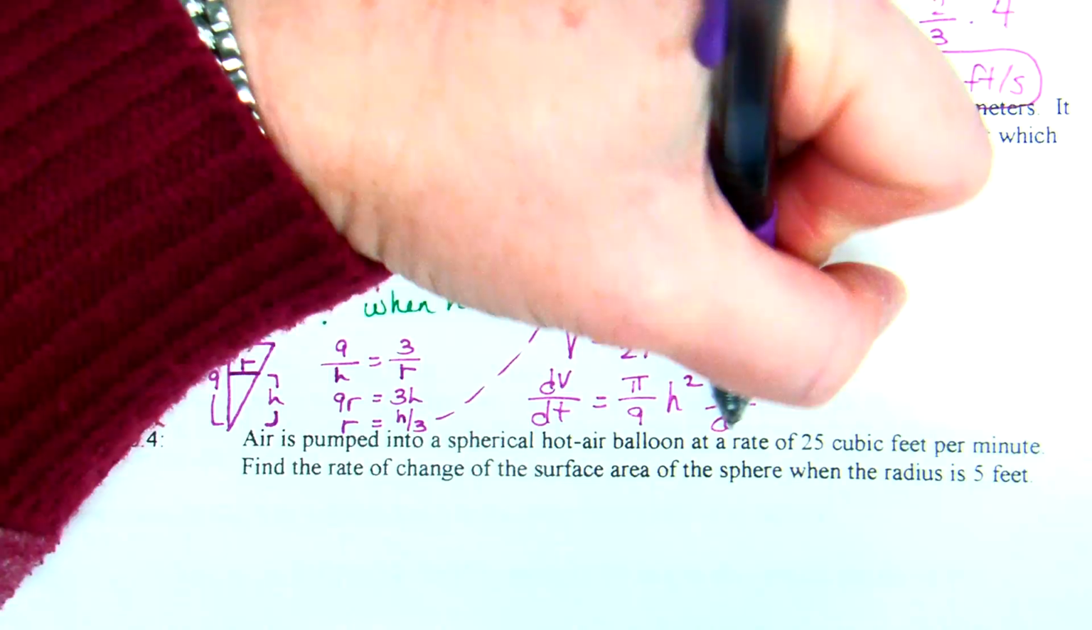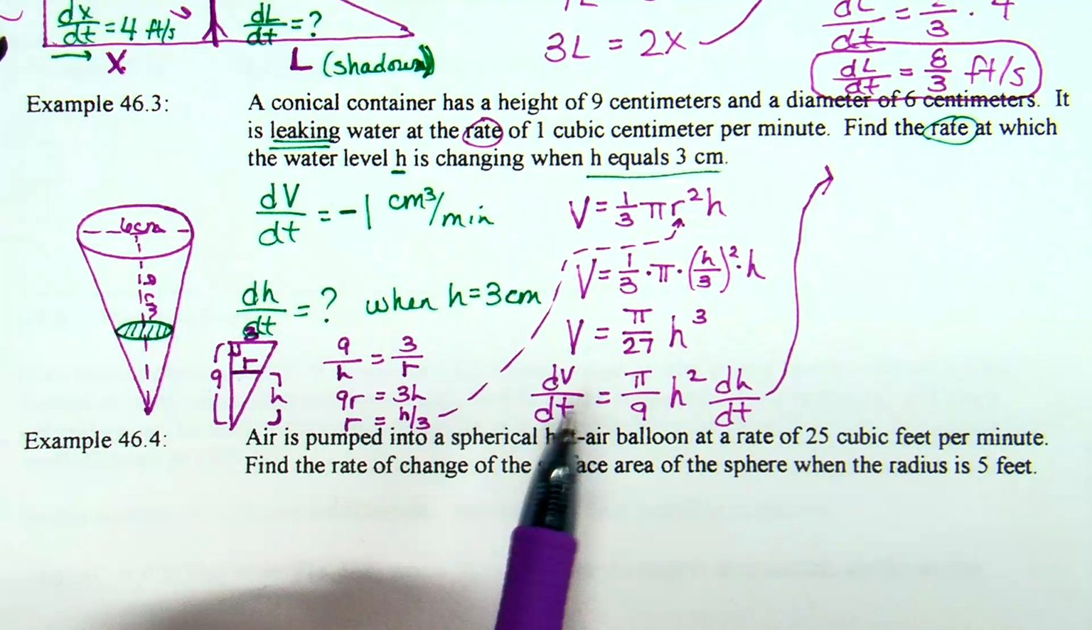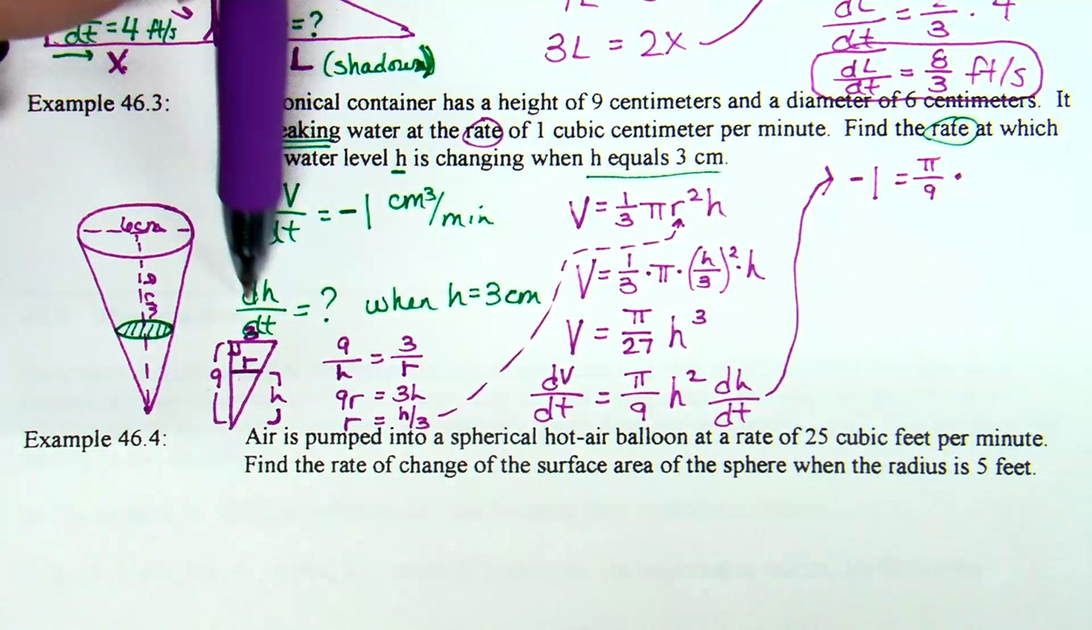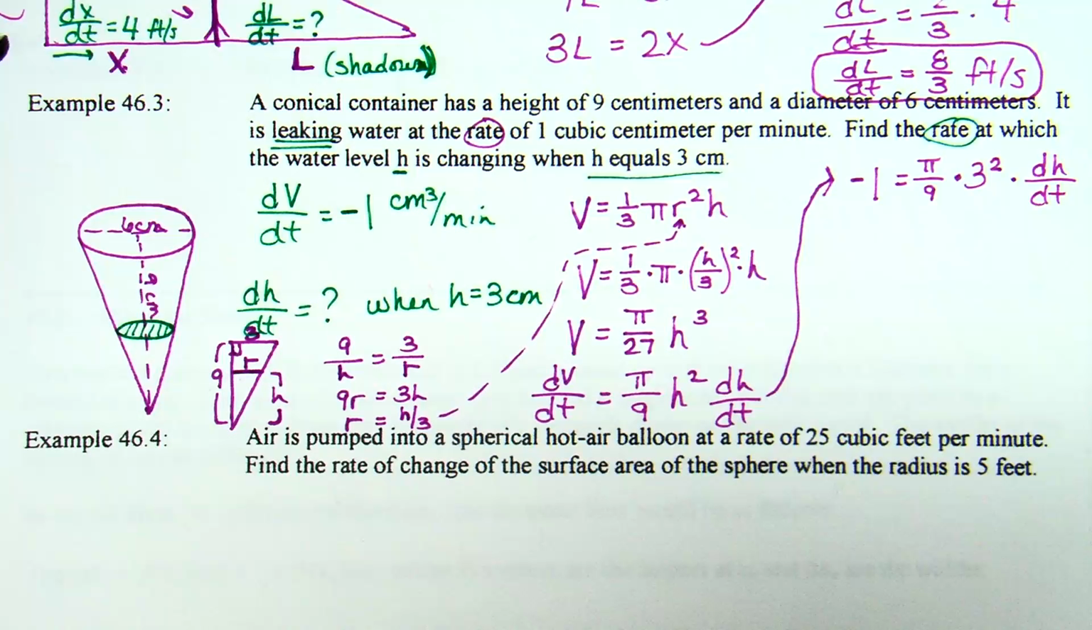At this point, we're ready to try and find dh dt when h equals 3. I'm going to do this reverse of what I did in the previous examples, where I'm just going to go ahead and fill stuff in and then solve. So if I fill this in equation, dv dt, we are given to as -1. Pi over 9 stays pi over 9. H squared. We're trying to find dh dt when h equals 3. So 3 squared times dh dt, which I'm trying to find. Clean up.